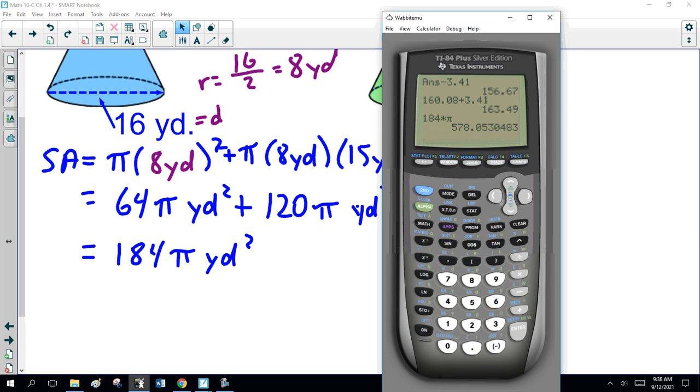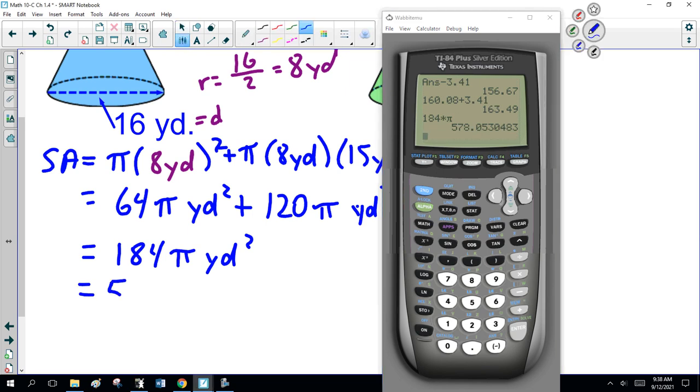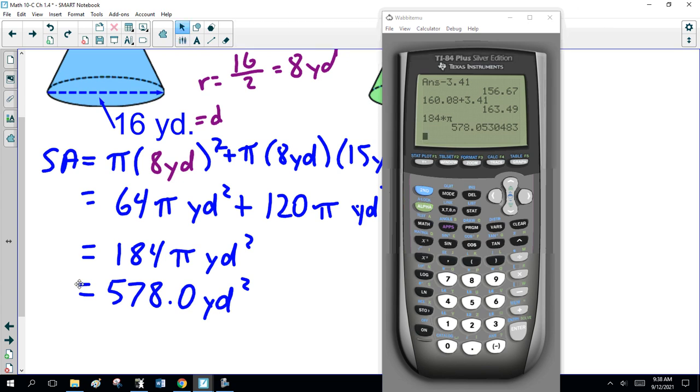So the answer is 578.0 yards squared. Now, number of significant digits, we could probably go to no decimal places. I'm going to go to one decimal place out of habit. All right, so be careful. You might see it written like this some places, 184 times pi. In this course, I prefer if you multiply the pi out. And of course, since I was taught that way, I probably still do it occasionally. If I do, remind me in small words.